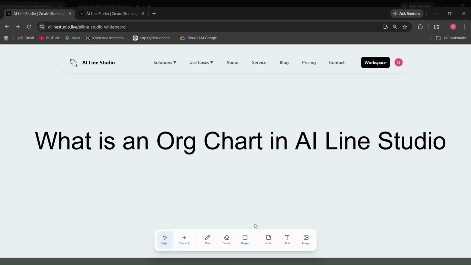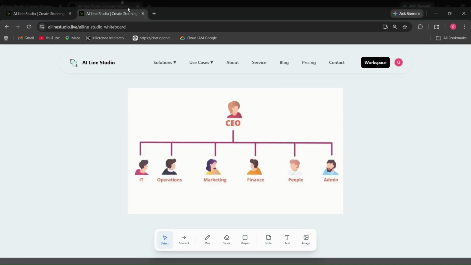Today's topic is what is an org chart in AILN Studio. So after successfully registering on the platform on AILN Studio, you can also create organization charts. In AILN Studio, an org chart helps you to visually represent the structure of an organization and the relationship between different roles or departments.